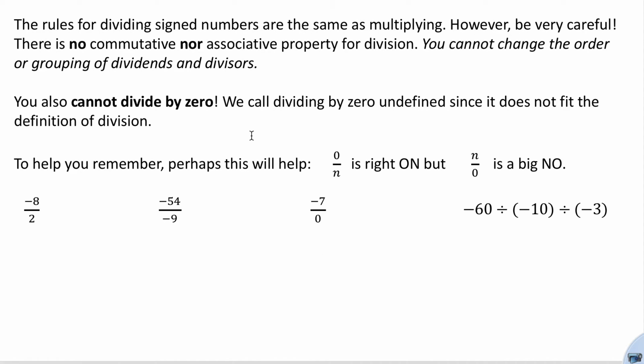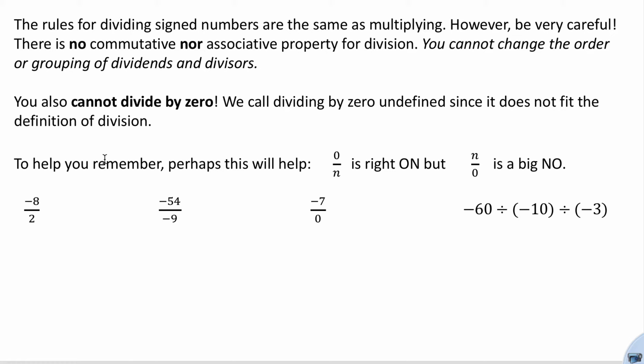Okay, the rules for dividing are the same as multiplying. You just count the number of signs, right? But there's no commutative nor associative properties. You can't change the order when you're dividing. You got to do it in order as it comes, and you cannot divide by 0. This is going to be a recurring rule from now on. It's going to come up over and over in every math class you ever take.